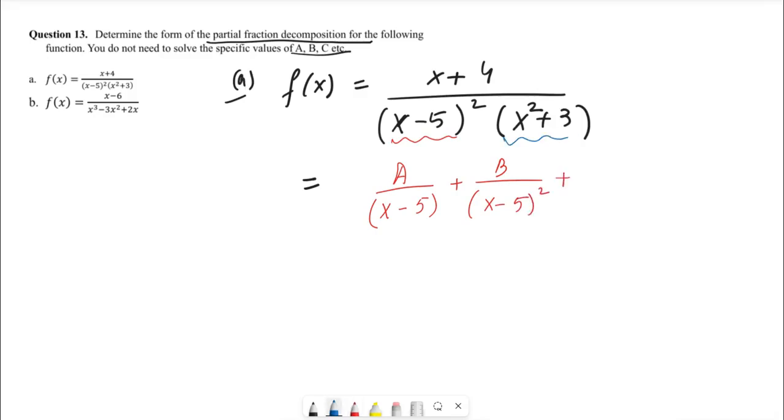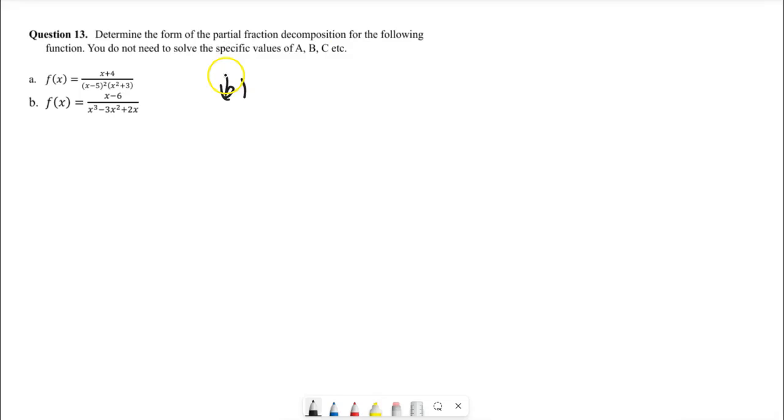The second factor is x² + 3, which is an irreducible quadratic factor because the power is 2, but we cannot factor it any further. For that, we will have a third fraction, but be careful: if the denominator is an irreducible quadratic factor, the numerator has to be a linear function, not just a constant. So we have four constants A, B, C, D, but in this question they are not asking you to solve it. Let's work on part b.